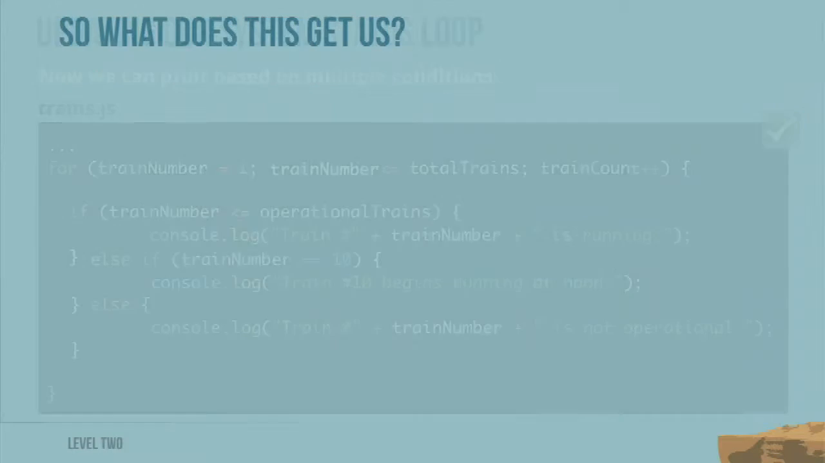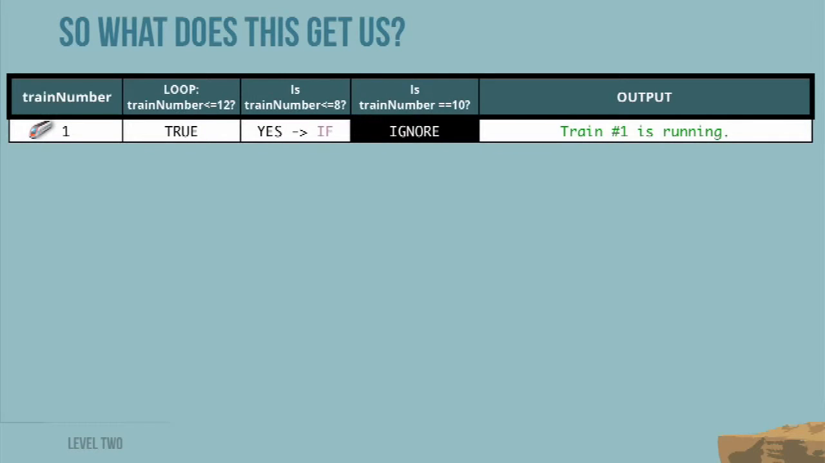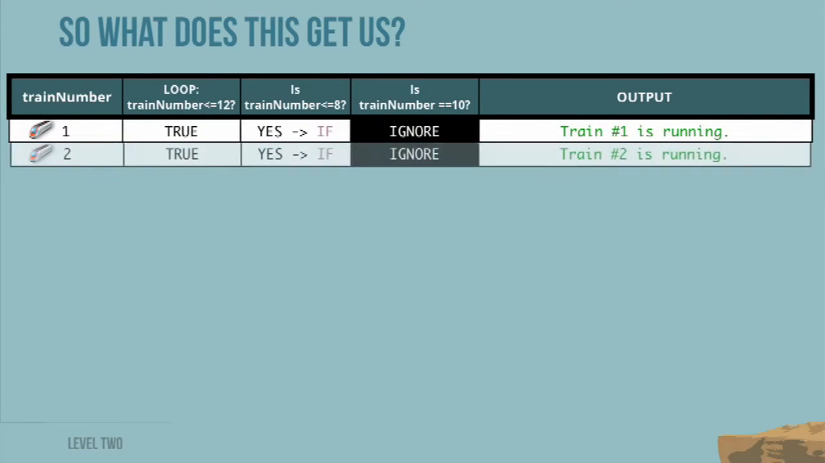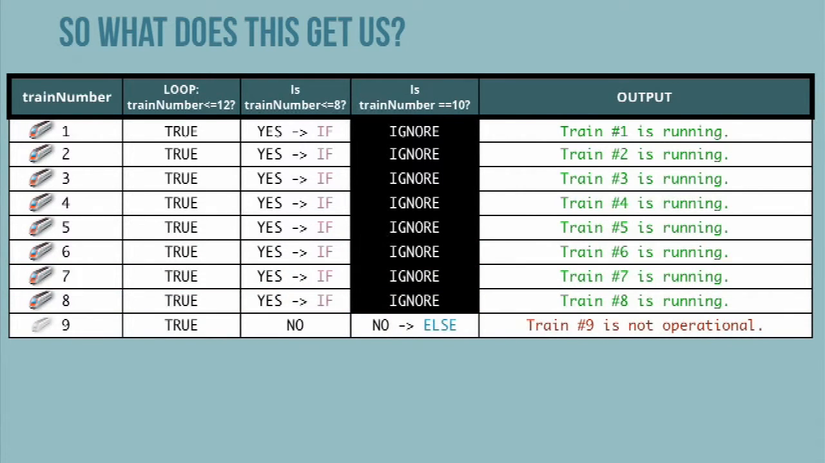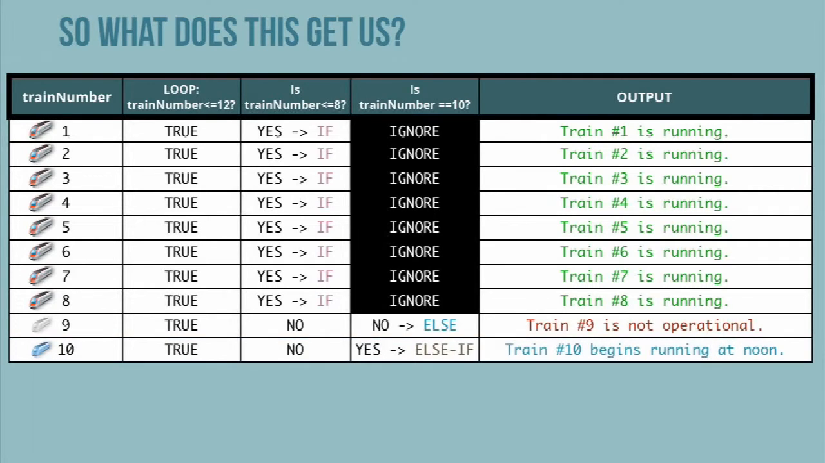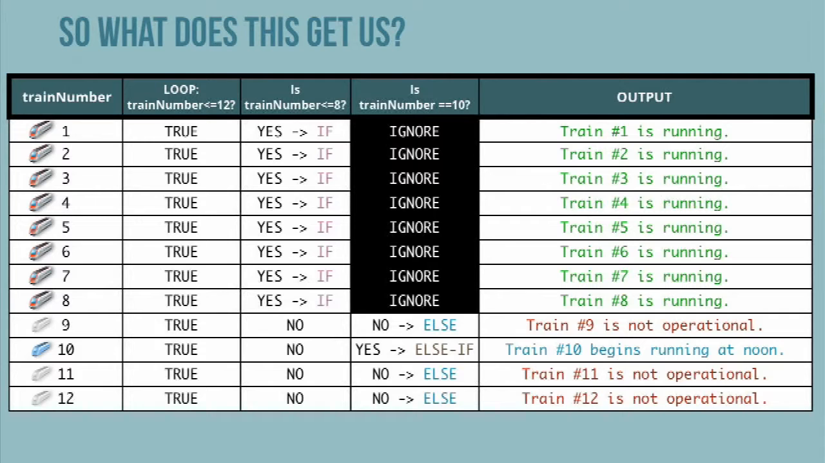So let's go through the execution board again and see exactly when that else if block is triggered. You can see that for the first 8 trains, that else if is completely ignored because the if block is triggered. And then on train number 9, since 9 is not equal to train number 10, we go straight to the else block and print the 9th train is not operational. On the 10th train, finally we have triggered our else if block and we see the printout that train number 10 begins running at noon. And then the rest of the trains proceed as normal and the loop stops at train 13.